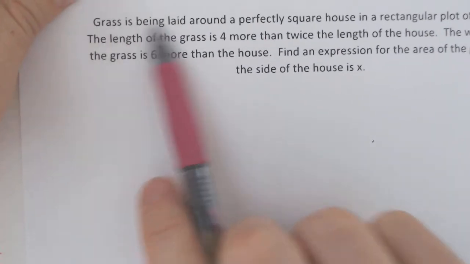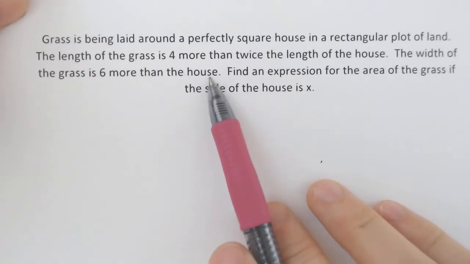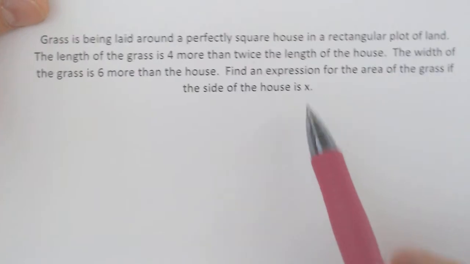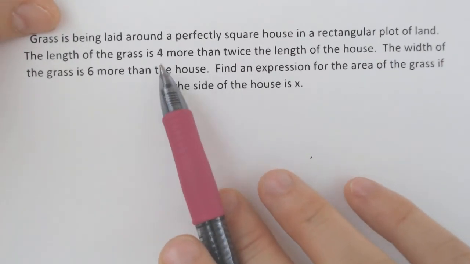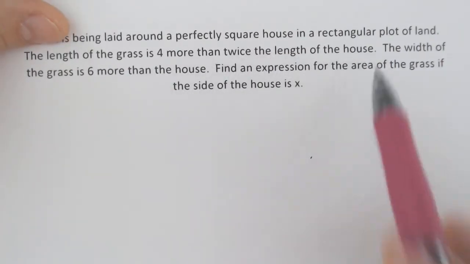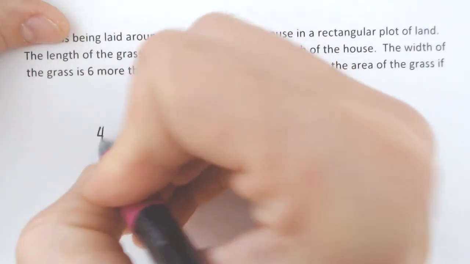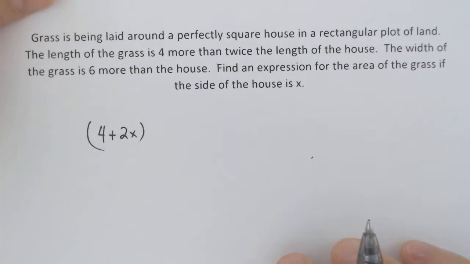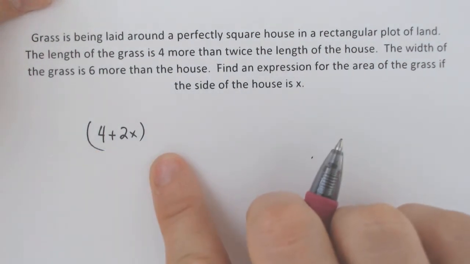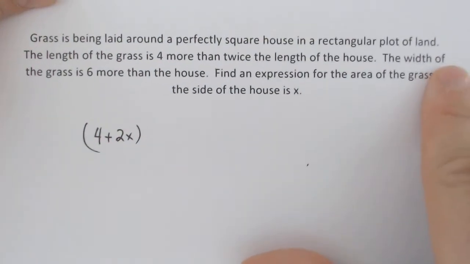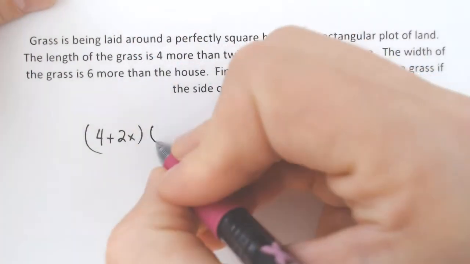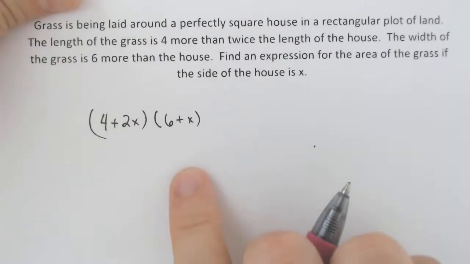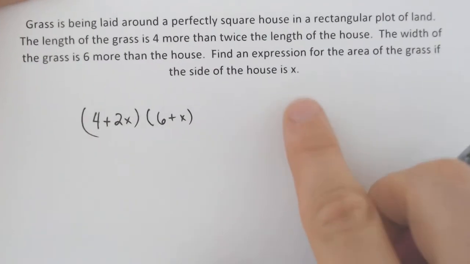You've got grass that's being laid around a perfectly square house. It's a rectangular plot of land around this house, with the length of the grass being 4 more than twice the length of the house. So if we have 4 more than twice of something, that would be 4 plus 2x. That would represent the length of the grass. And the width is 6 more than the house, so that would be 6 plus x, or you could write x plus 6. All of those represent the same thing. And the house side is x.